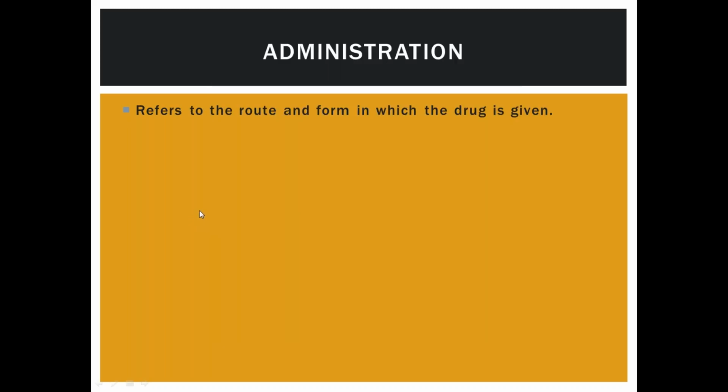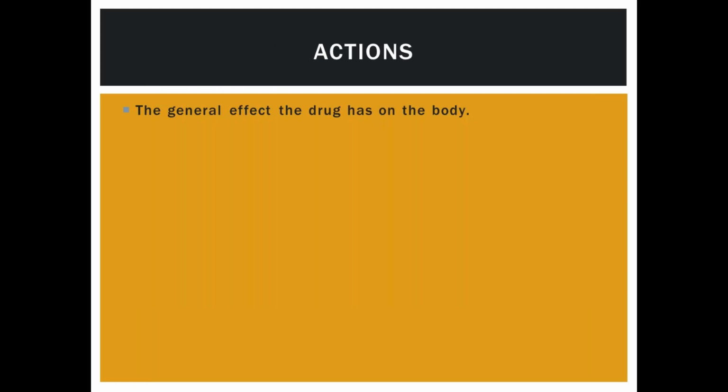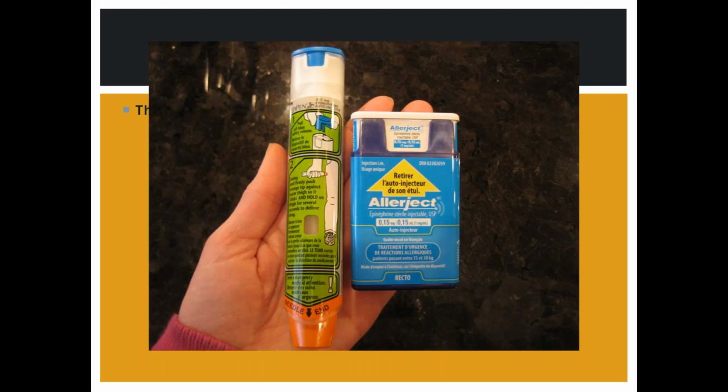Then the administration, this is going to be the route and the form in which the drug is given. So the route for our oral glucose is going to be ingestion. So this would be a solid as far as the form that it's administered in. And then the actions or the mechanism of action, this is going to be the general effect that that drug has on the body. So again, epinephrine, our mechanism of action is going to be a vasoconstrictor and then a bronchodilator.